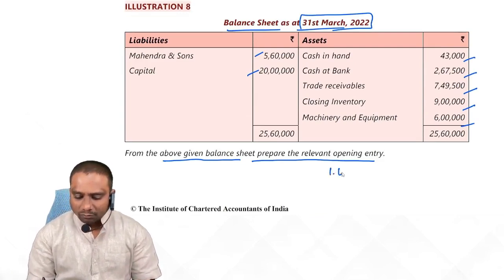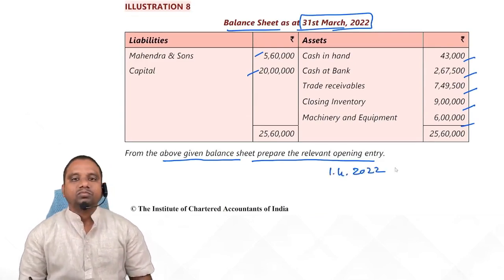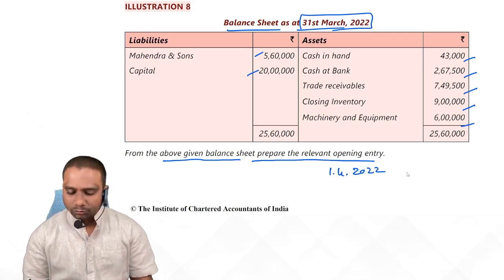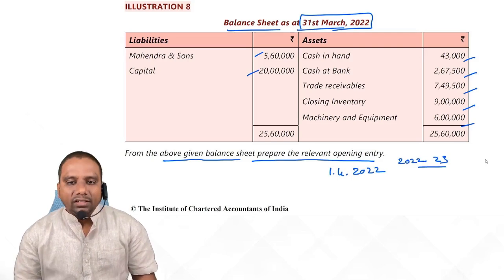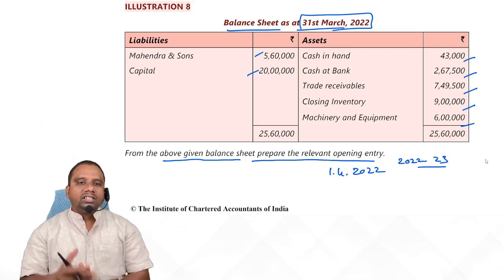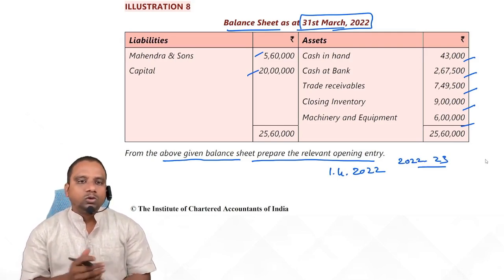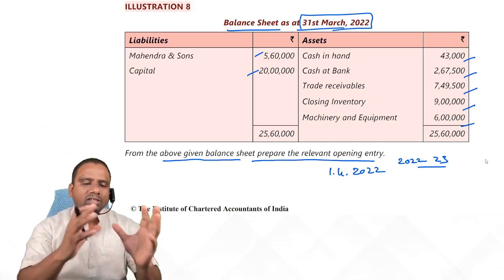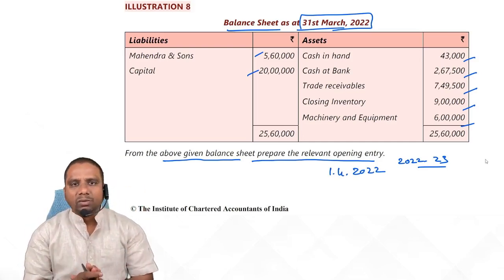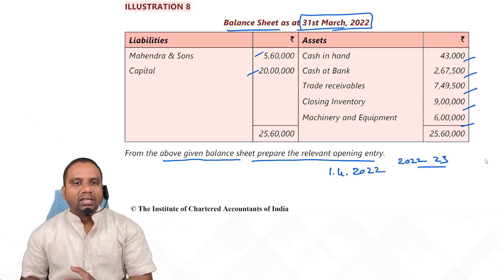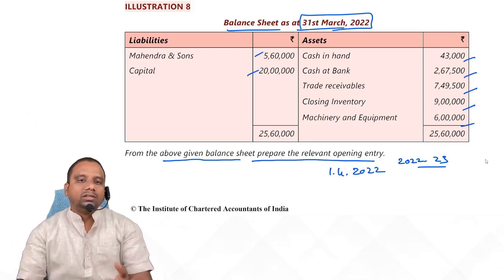So on 1/4/2022, we open a new set of books for the financial year 22-23. Yes or no students? For the financial year 22-23, we open new books of accounts. Now whatever the assets, liabilities and capital information we have in the balance sheet is taken as the opening entry to the next year's books. How is the opening entry recorded?